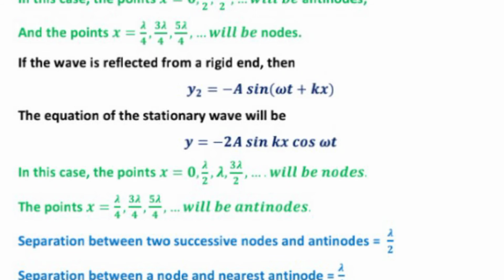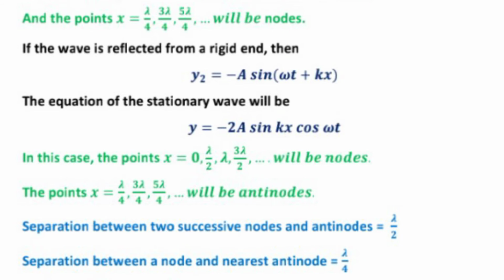Separation between two successive nodes or two successive antinodes will be lambda upon 2. Successive nodes lambda upon 2 and two successive antinodes will also be lambda upon 2. Separation between a node and the nearest antinode will be equal to lambda upon 4.